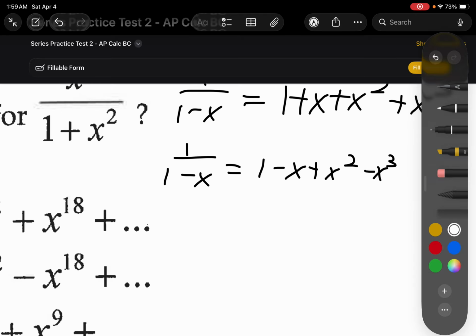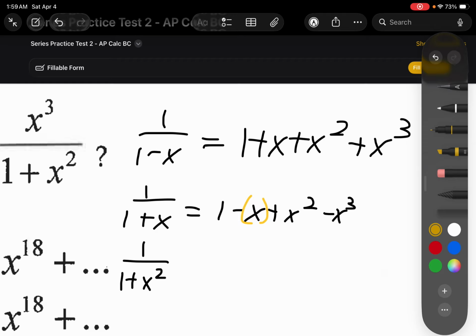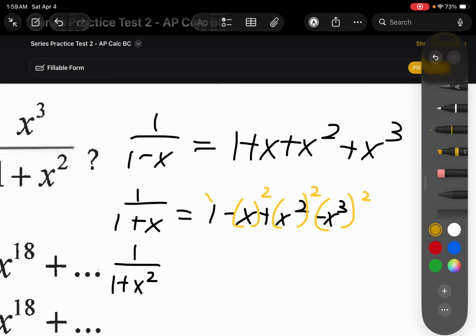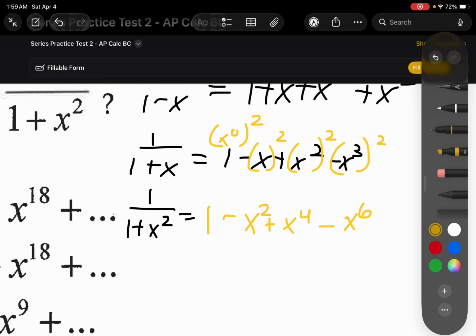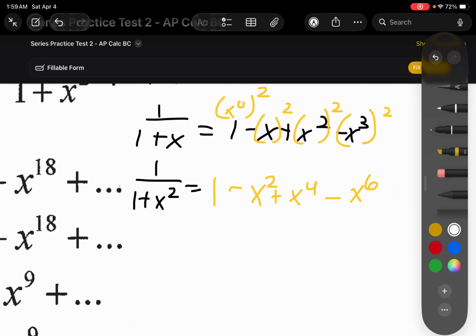So what that means is we have to square all of these functions here. Remember that 1 is x to the 0, but that won't really make a difference for this series here. So x to the 0 squared is just x to the 0, which is 1. x squared is just x squared. x squared squared is x to the 4th, and x cubed squared is x to the 6th. Remember that this is part of your properties of exponents, so this should be expected for you to know.